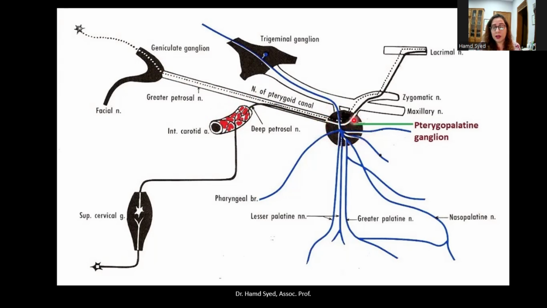Postganglionic parasympathetic fibers, you see, are now going to be distributed through these several branches. They also contain sympathetic fibers. They also contain sensory fibers. And you can see the different branches are the nasopalatine nerve and the greater and lesser palatine nerves. They're going to the hard and soft palate respectively. And you can also see the pharyngeal branch going to the nasopharynx.